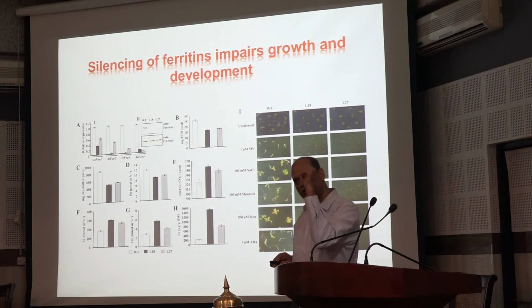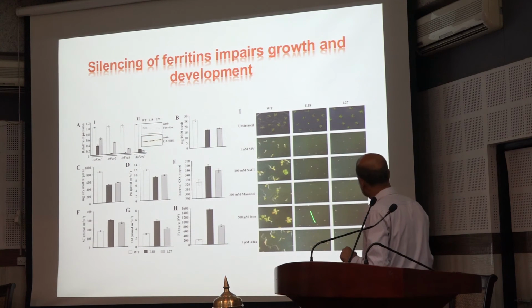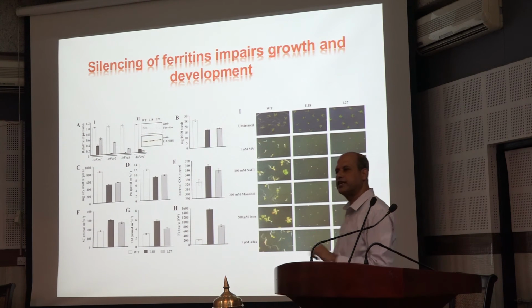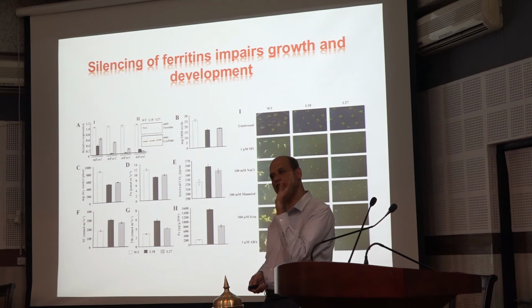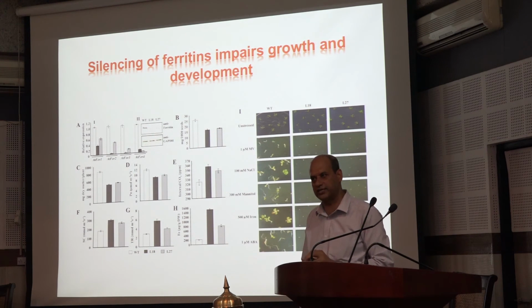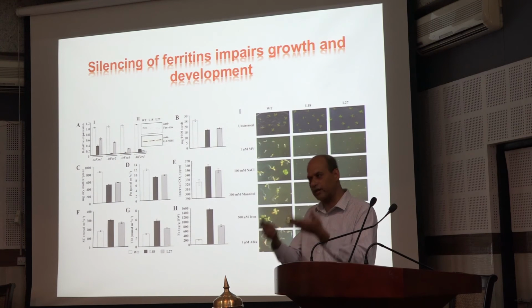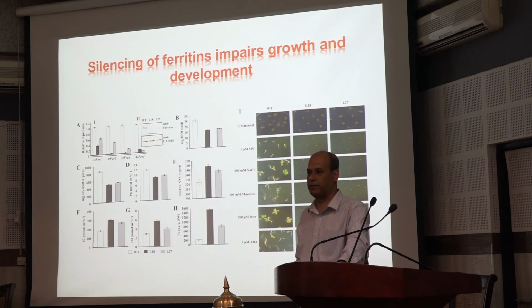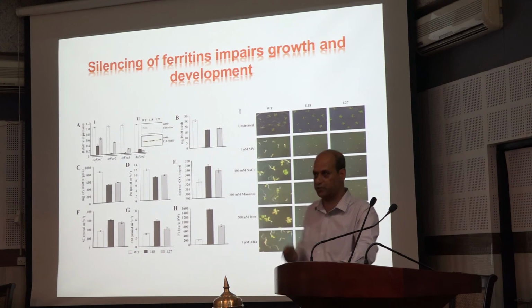But if you down regulate or knock out the ferritin, what happens? None of these seeds can germinate. That means if you knock out ferritin from the plant system, its viability is lost. It cannot develop. Not only is it a stress responsive protein, it also regulates development. So minus ferritin, the plant becomes susceptible to stress conditions. This is the first proof.